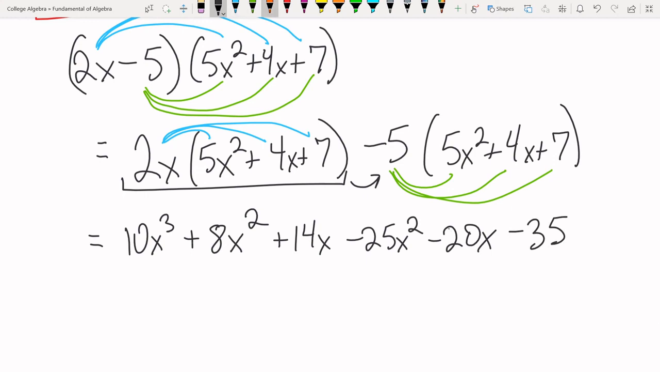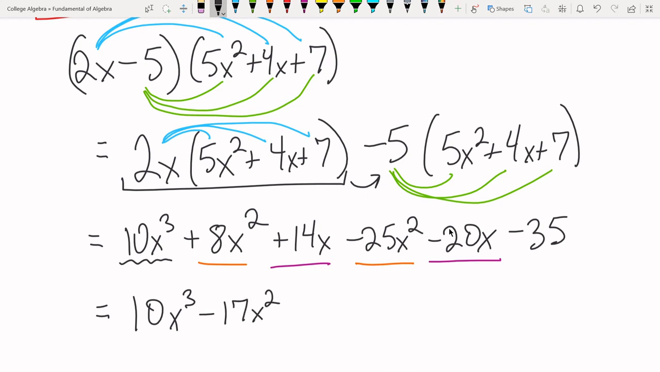Now we definitely do have like terms, so let's look at those. 8x squared and negative 25x squared, and then 14x and negative 20x. Those are the only like terms. So I'm going to take this in parts. I'm going to look at the highest power first and go down from there. The highest power is 10x cubed. That does not have any other like terms, so I'm just going to write 10x cubed down. The next highest power is the squared, which is the orange. 8x squared minus 25x squared is negative 17x squared.